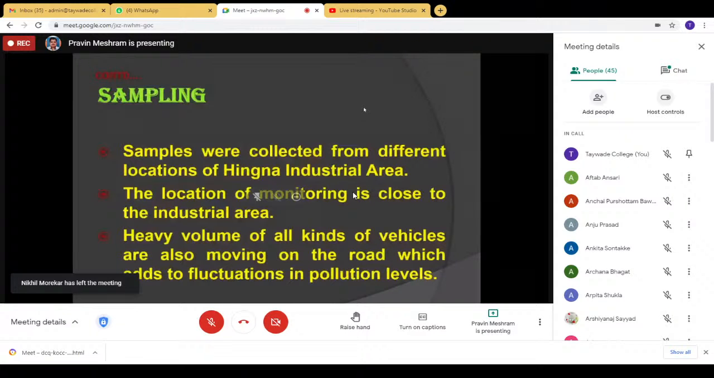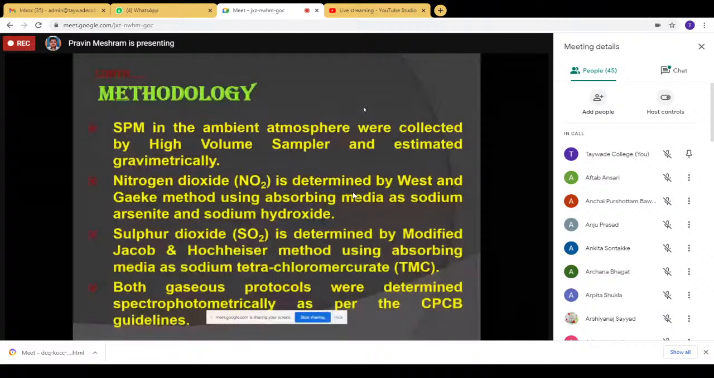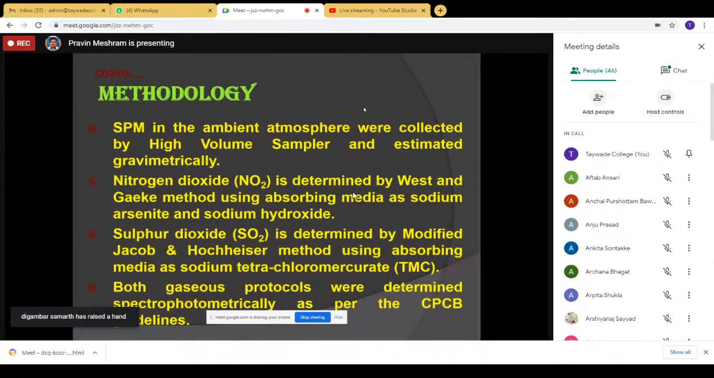Now, what is the methodology? आता याच्यात methodology मध्ये मी फक्त थोडंसं इन्फॉर्मेशन सांगणार आहे, खूप जास्त डिटेल मेथोडॉलॉजी आहे, केमिकल रिएक्शन्स आहे, तेवढं मी डीप जाणार नाही. Now SPM, abbreviated as suspended particulate matter, in the ambient atmosphere was collected by the high volume sampler and can be estimated rapidly.